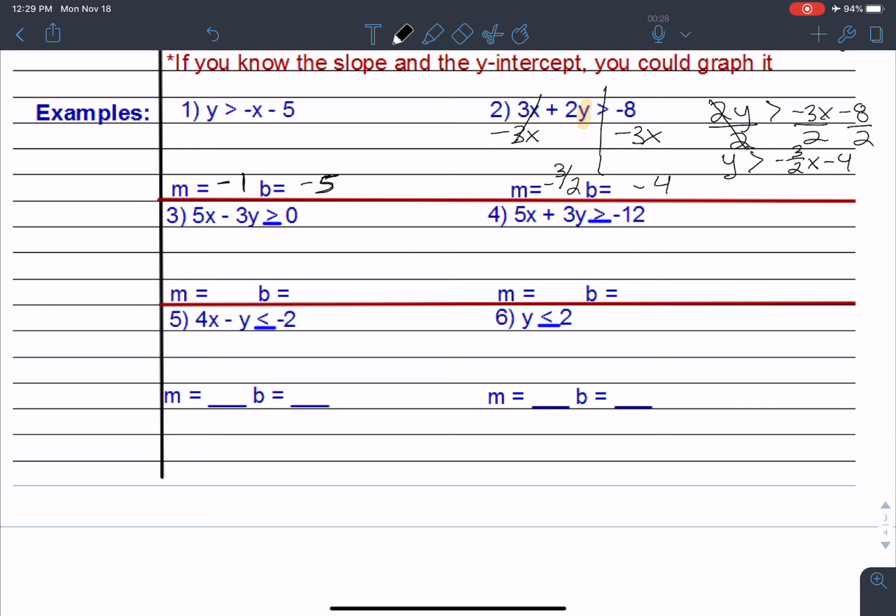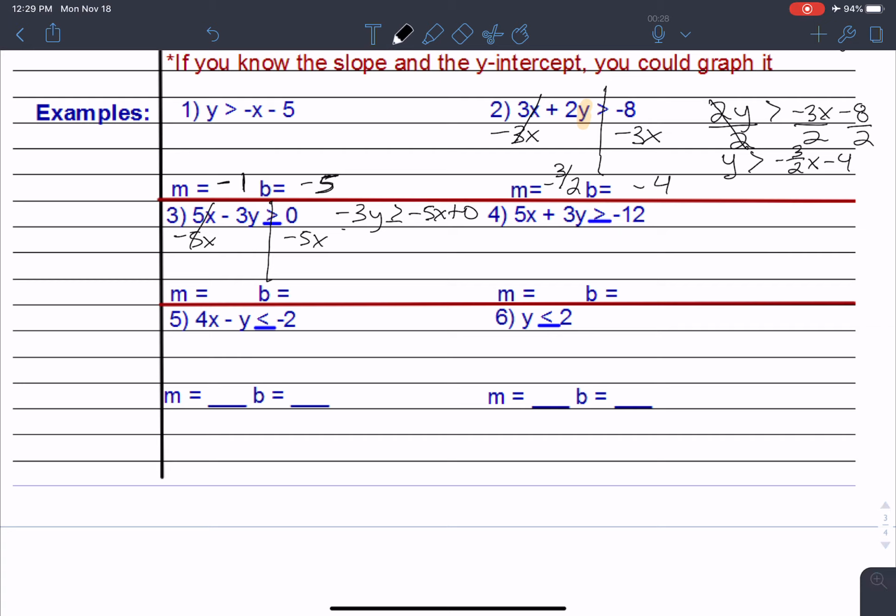Okay, so let's try a few more. I need to move the variable with the x first, and that's 5x. Since it's positive, I'll subtract it. So my 5x's cancel out, so I have -3y is greater than or equal to -5x plus 0. And the 0 doesn't have to really be there, but it's going to tell us our b, so I'm just going to leave it there for now.